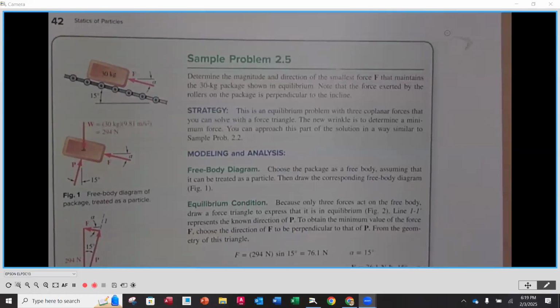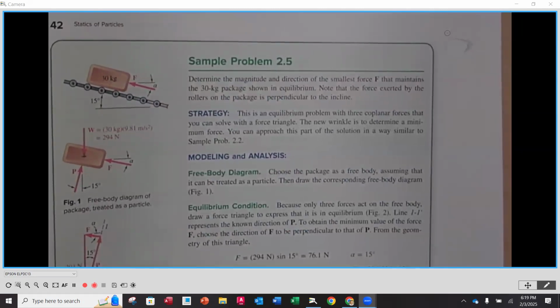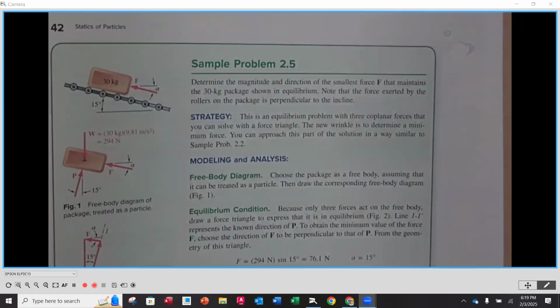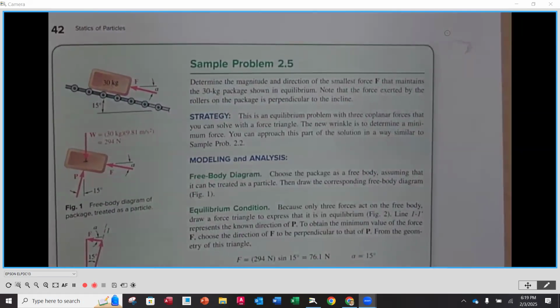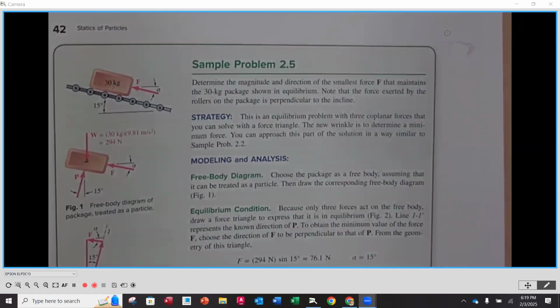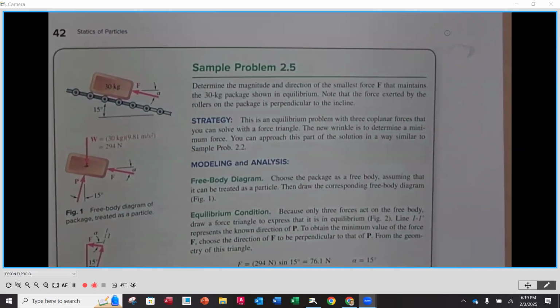Okay, the next sample problem we're going to look at is sample problem 2.5. Sample problem 2.5 deals with the illustration that we see here on the left-hand side. It says we want to determine the magnitude and the direction of the smallest force F that maintains a 30 kilogram package shown in equilibrium. So what force does it take to just keep that in place, static equilibrium?